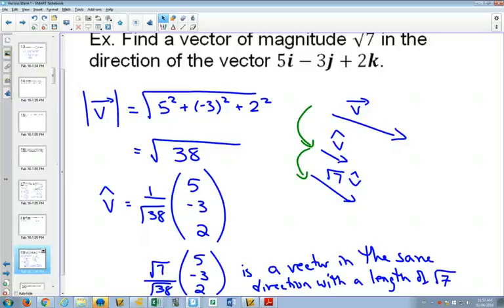So again, the idea was if we first find our unit vector, then we could find vectors in any length possible just by multiplying our unit vector, which has a length of 1. Right? This one has a length of 1. You could find a vector in that same direction of any length by just multiplying.